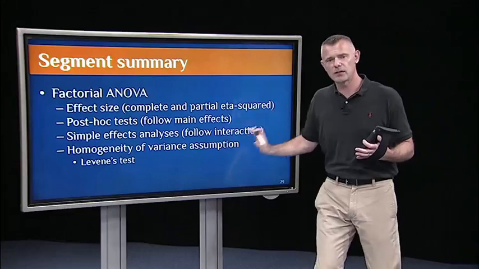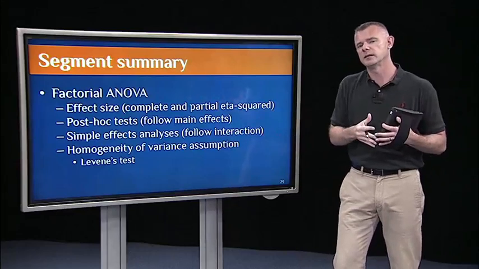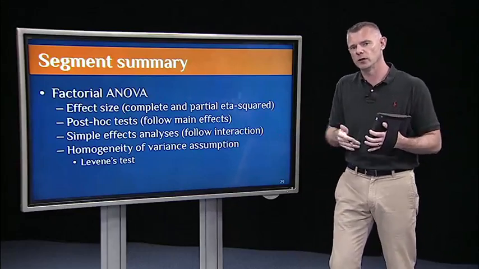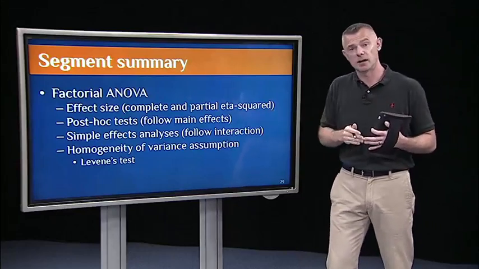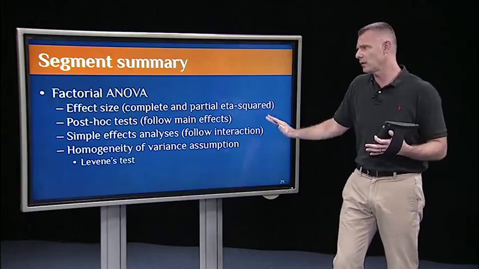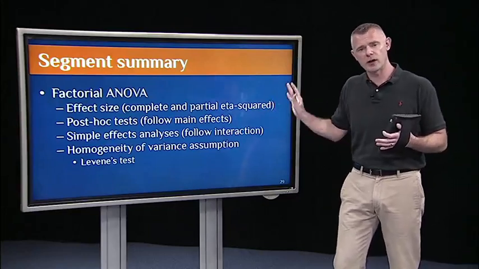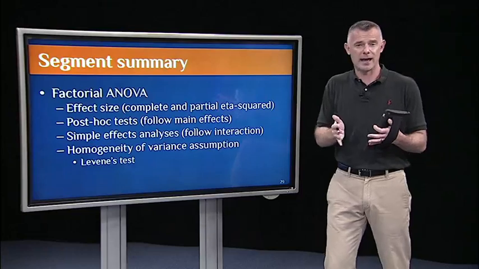And finally, there's still that homogeneity of variance assumption because we're pooling variances from multiple independent groups. So we need to conduct Levene's test to see if we've violated that assumption. So that's the overview of factorial. In the next segment, we'll actually walk through that driving simulator example and look at the output from R.